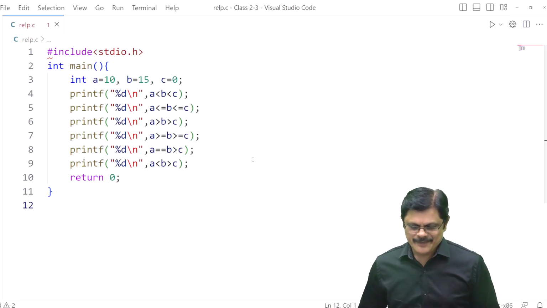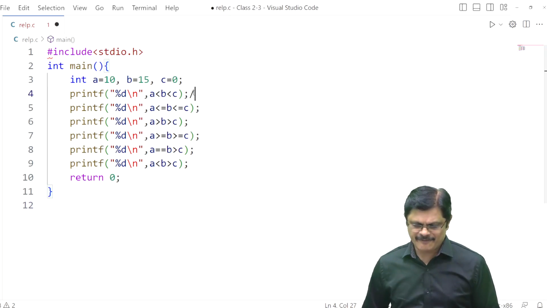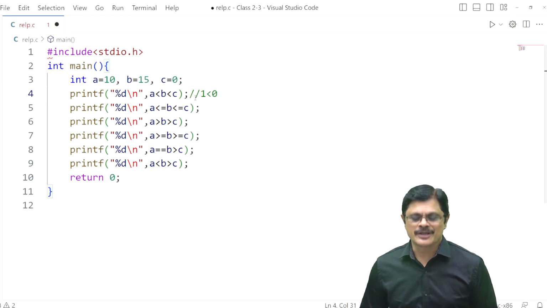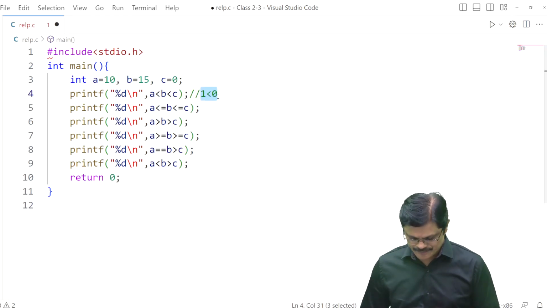Look at this. Here A is 10, B is 15 and C is 0. So in the first part, A less than B, that is 10 less than 15. 10 less than 15 is true, so you get 1. And 1 less than 0 is false. So here you should get 0.